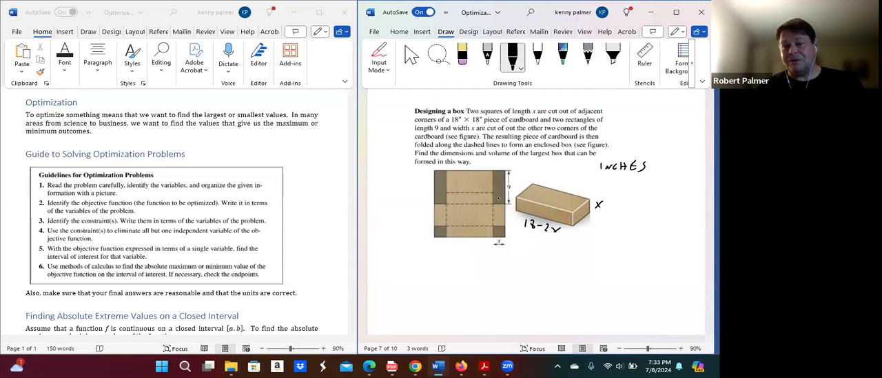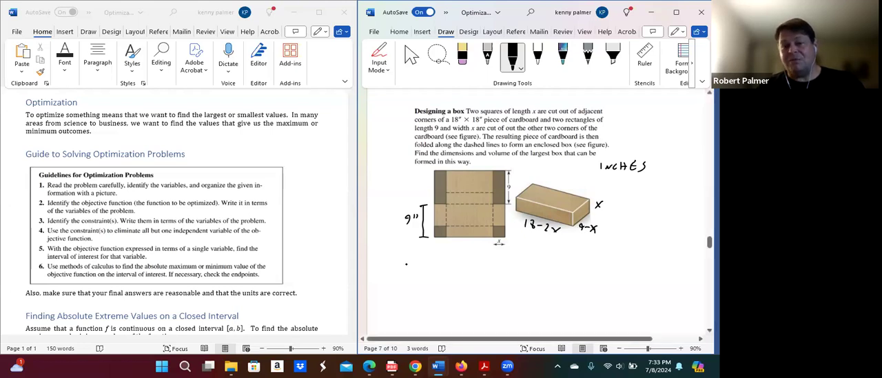So here we're cutting out from here to here is 9, and so it is here as well. This is also 9 inches total. We're cutting out x there. So what that leaves us with is going to be 9 minus x inches. Okay, so that's our length, width, and height.